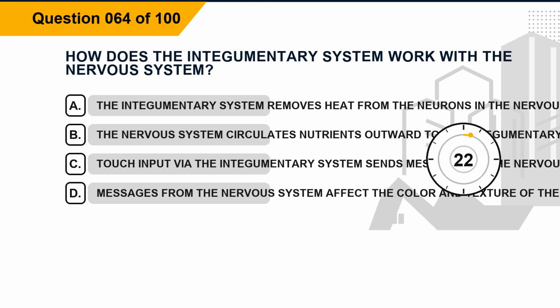Question 64. How does the integumentary system work with the nervous system? Option A. The integumentary system removes heat from the neurons in the nervous system. Option B. The nervous system circulates nutrients outward to the integumentary system. Option C. Touch input via the integumentary system sends messages to the nervous system. Option D. Messages from the nervous system affect the color and texture of the skin.